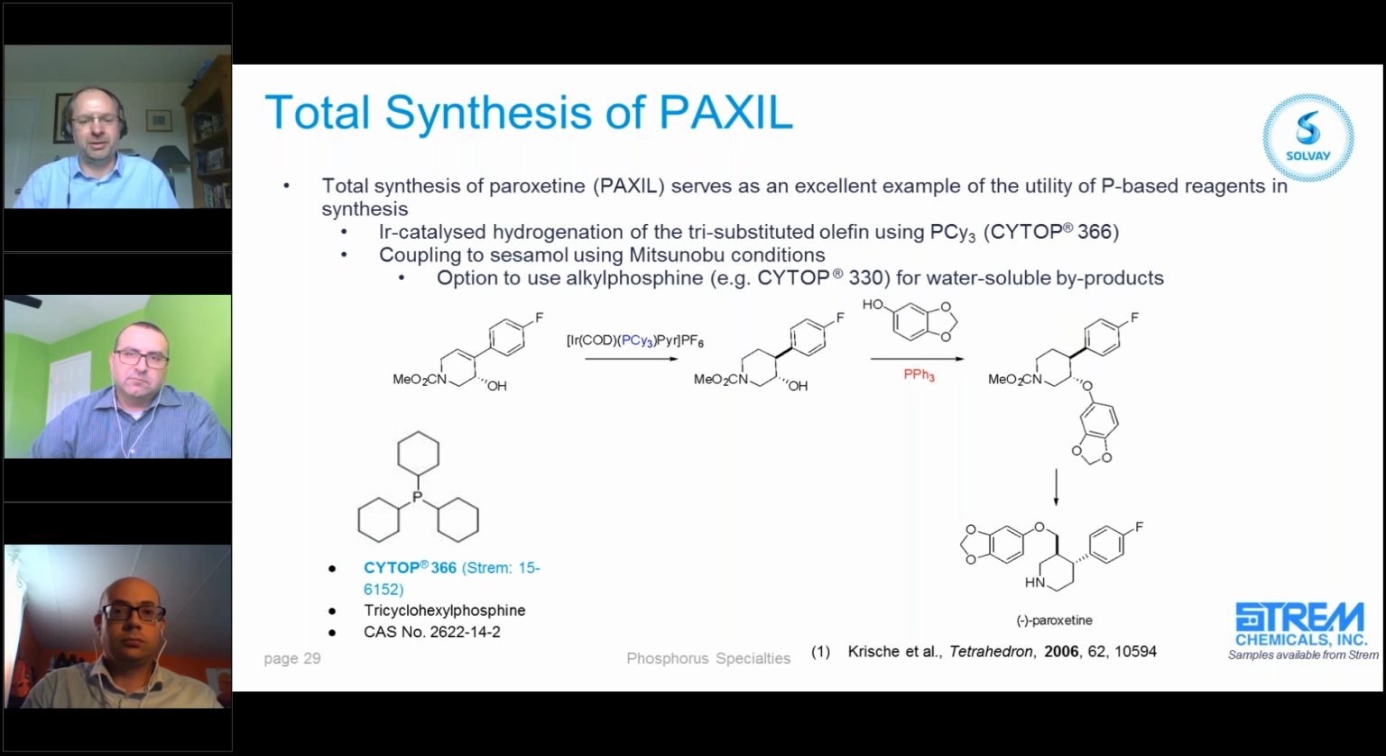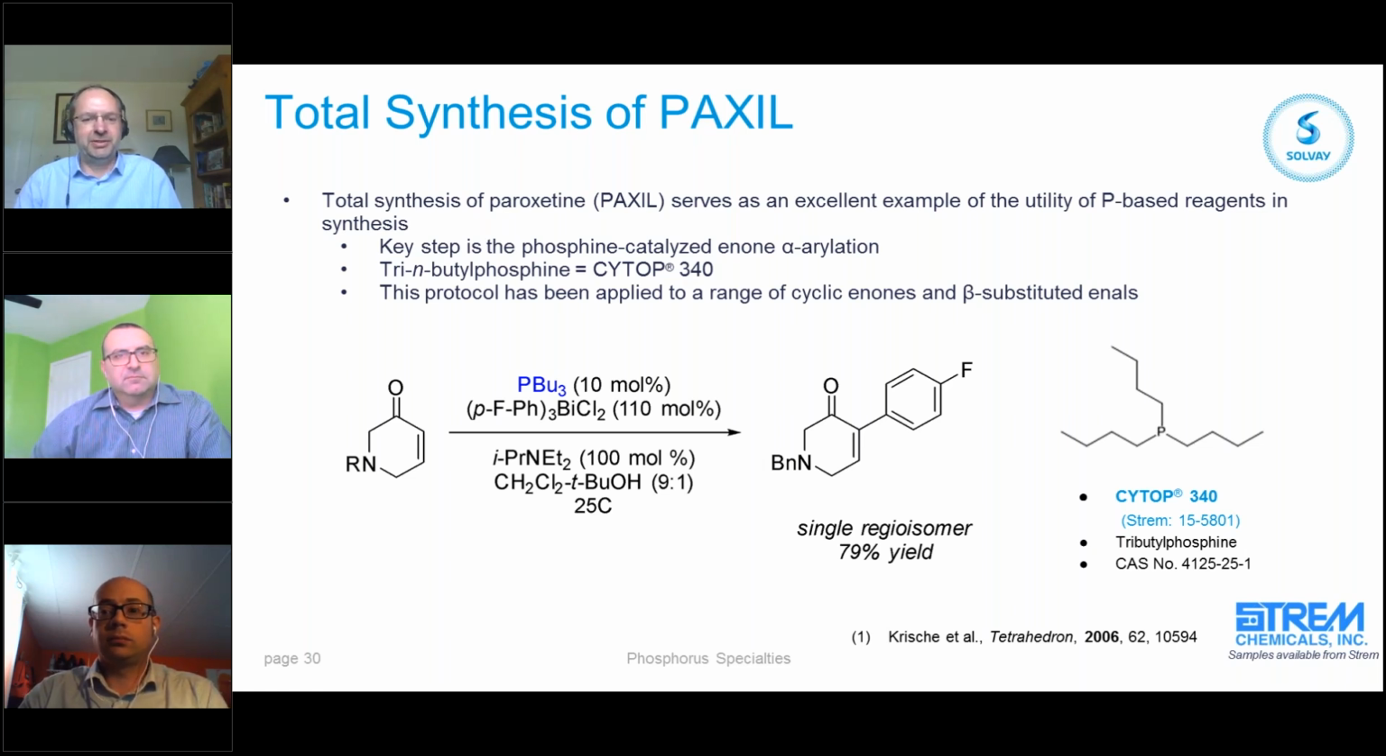The resulting alcohol is then converted through its reaction with sesamol under Mitsunobu conditions, and you can see we're showing triphenylphosphine being used here. One option is to use trialkyl phosphines, such as tripropylphosphine, instead of the triphenylphosphine, which has the advantage of the byproducts being water soluble, which can make workup and isolation of the reaction product easier. Next slide, please, Dino.